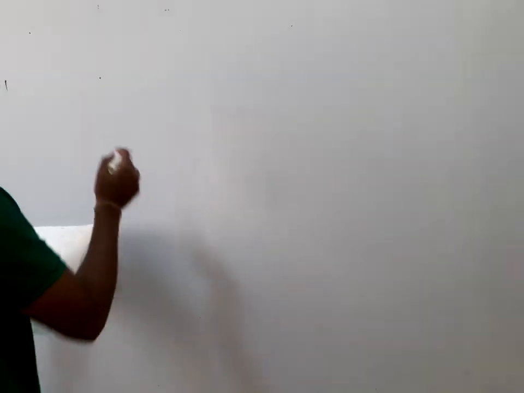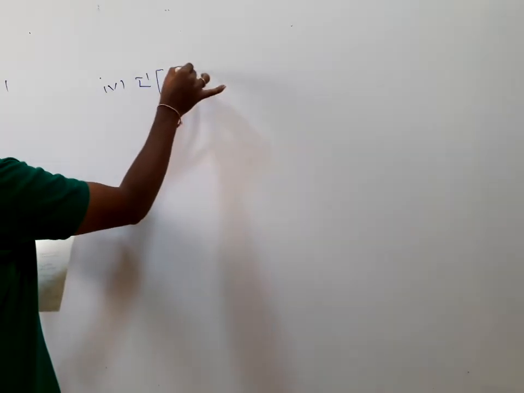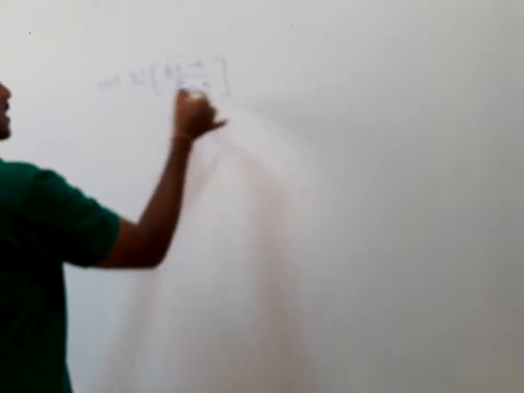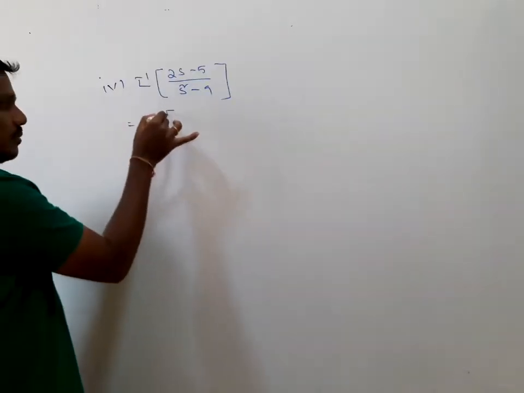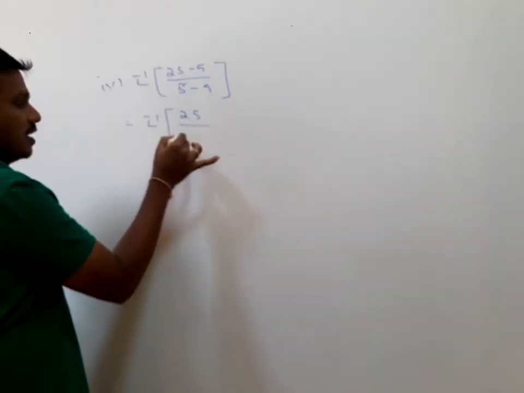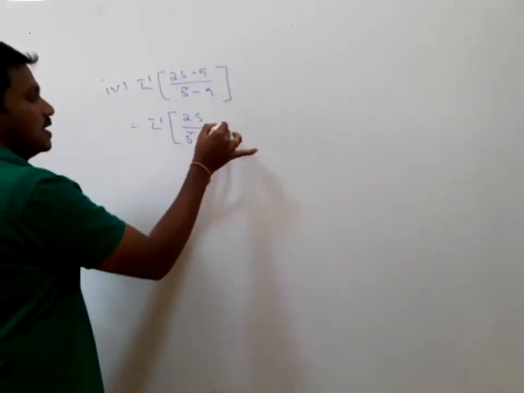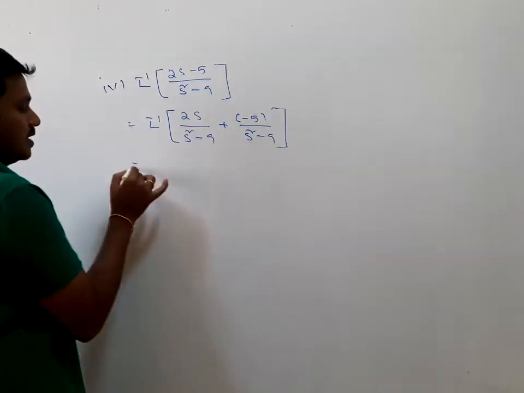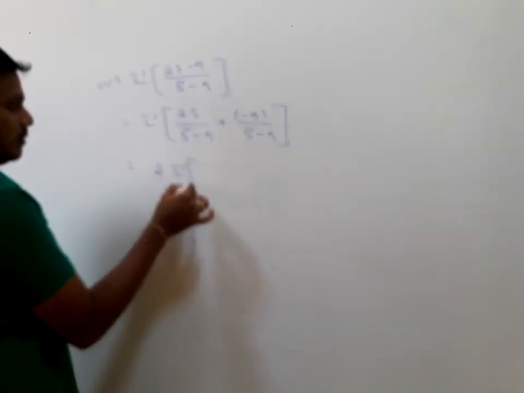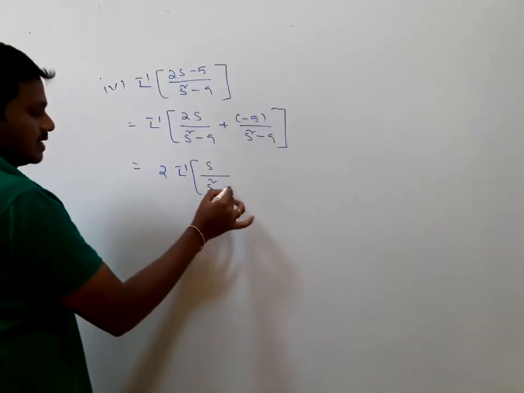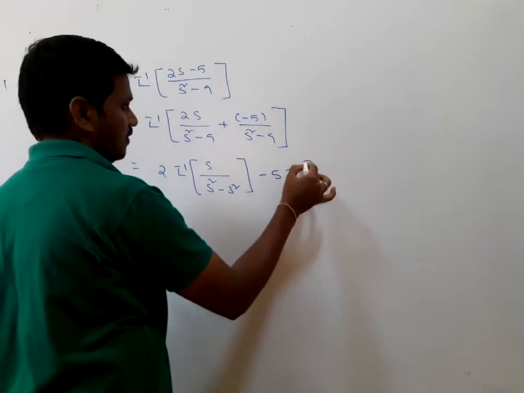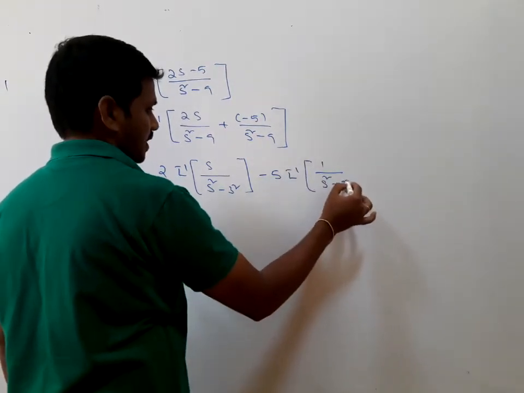We are trying to evaluate, suppose we take the fifth problem, the inverse Laplace transform of 2s minus 5 divided by s square minus 9. Right, this can be written as the inverse Laplace transform of 2s by s square minus 9 plus minus 5 divided by s square minus 9. Yeah, 2 is a constant, L inverse of this can be written as s divided by s square minus 3 square. Next, minus 5 into L inverse of 1 divided by s square minus 3 square.